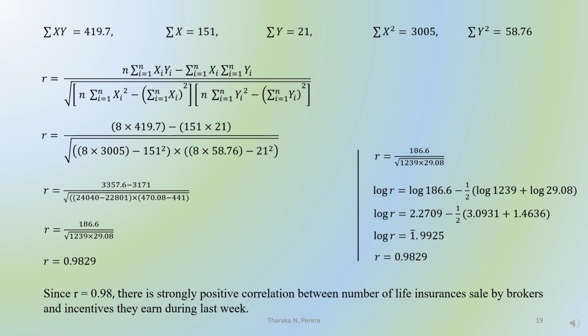As our correlation coefficient is equal to 0.98, there is a strongly positive correlation between the number of life insurance policies sold by brokers and the incentives they earned during last week.